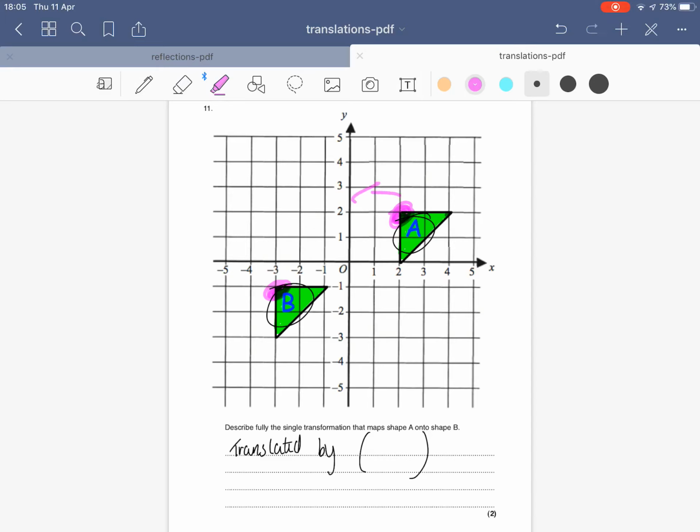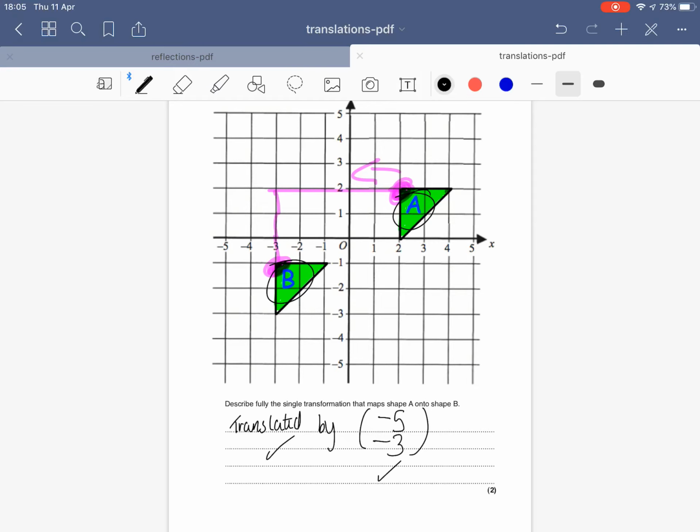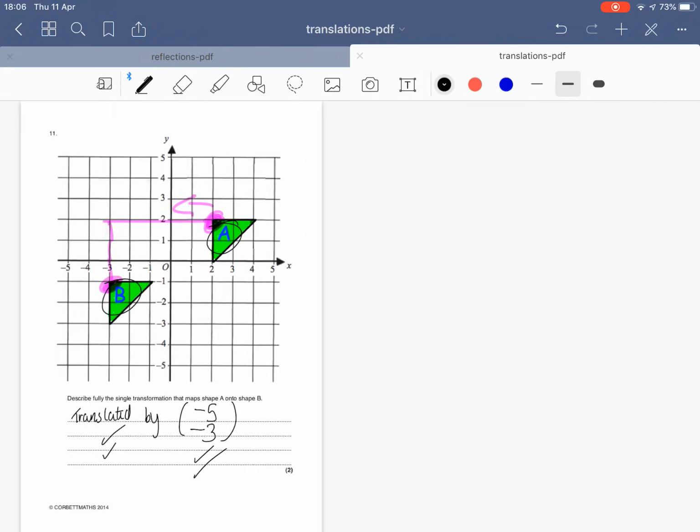So I know it's come left by a few, so it's gone 1, 2, 3, 4, 5 left, and I know left is minus, so it's gone -5, and then it's come down by 1, 2, 3, and I know down is also negative, so it's -3, so it's been translated by -5, -3. So those are your 2 marks. Translated, -5, -3.